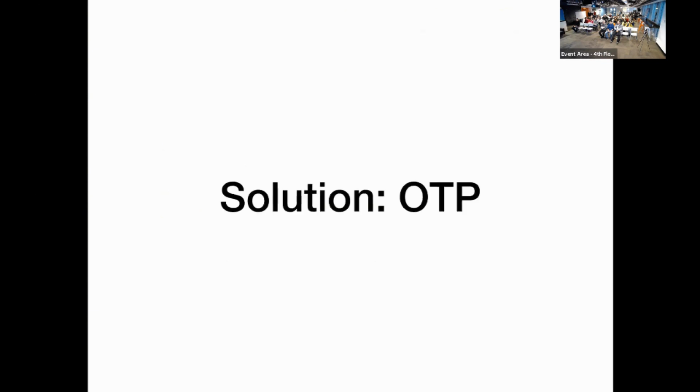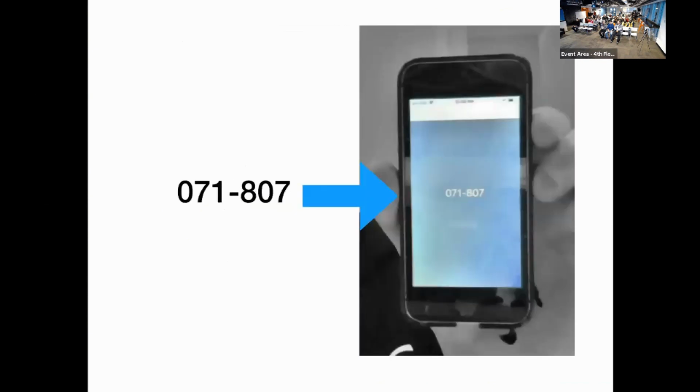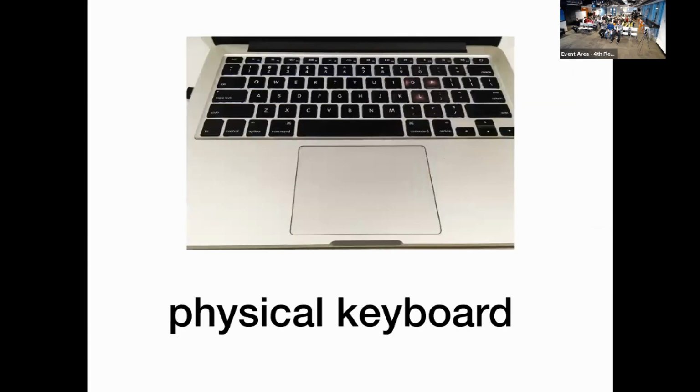So what can we improve on WhatsApp? Can we improve on it? Yeah, we should use a one-time password. Show the one-time password on the phone. And what's the difference between the real person and an attacker? Both stand and scan the code. What's the difference between them? Only the good guy has access to the physical keyboard. So we're going to get the good guy to type the code on the physical keyboard.